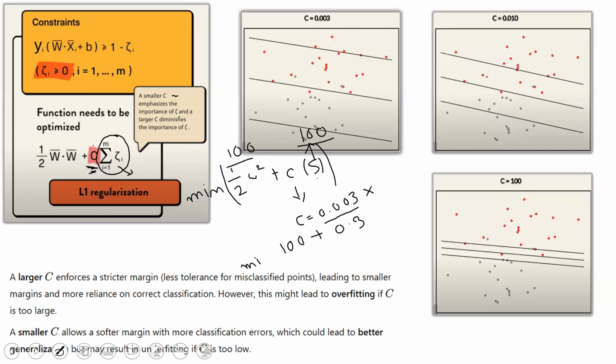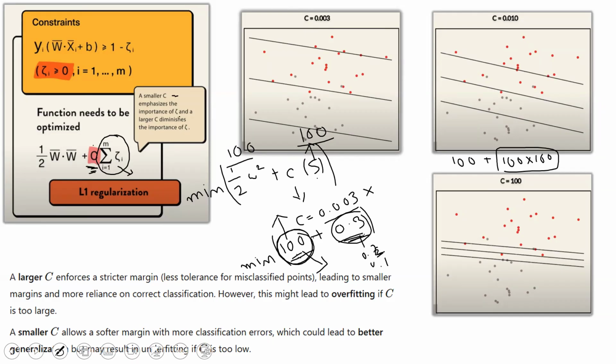Now we want to minimize this whole value. So when C is small, the margin is 100 and the slack becomes 0.3. When you're trying to minimize 100 plus 0.3, you're trying to minimize this, right? That means you are trying to maximize the margin. More importance is given to maximizing the margin because this is anyway a small value. 100 plus 0.3. Even if you try to minimize this, it becomes 0.2, 0.1.